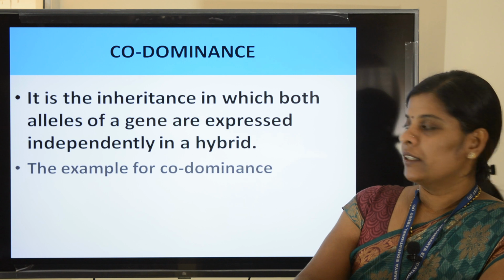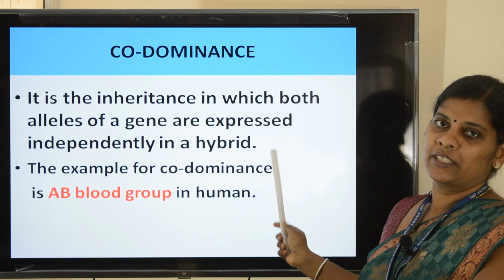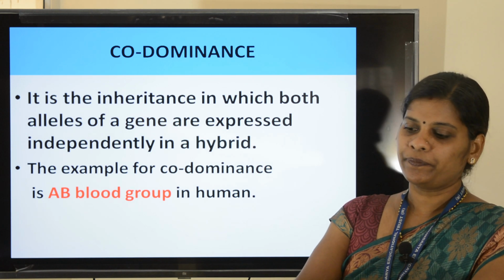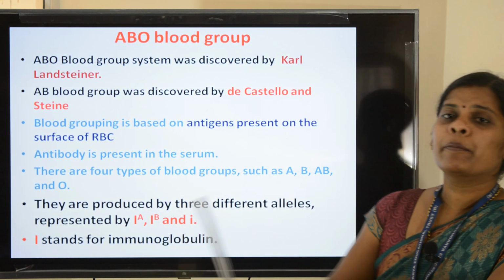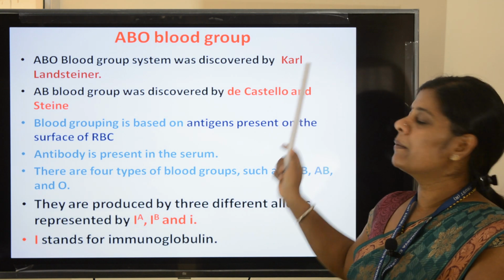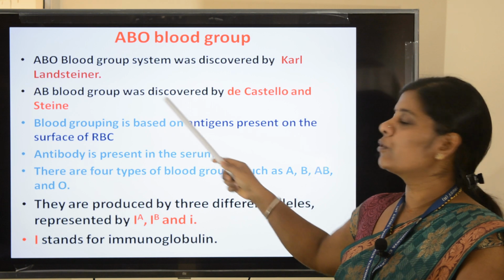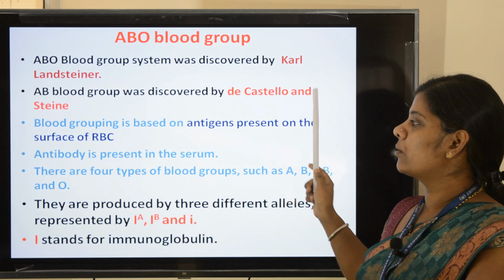Right? A classical example for codominance is the AB blood group in humans. The ABO blood group system was discovered by Dr. Karl Landsteiner. The AB blood group was discovered by De Castello and Sturli.